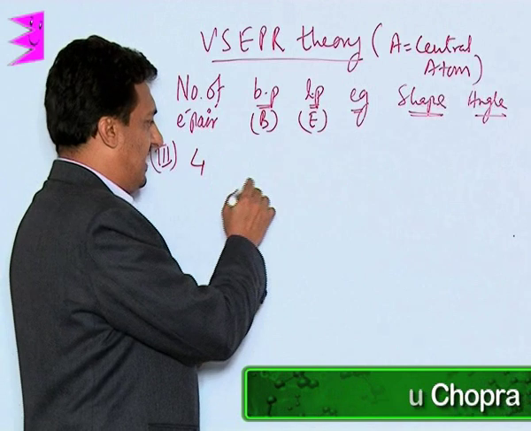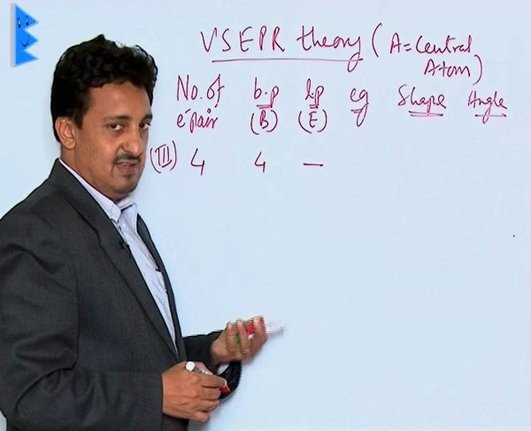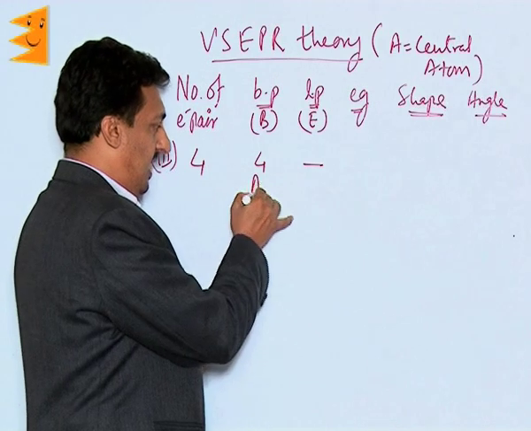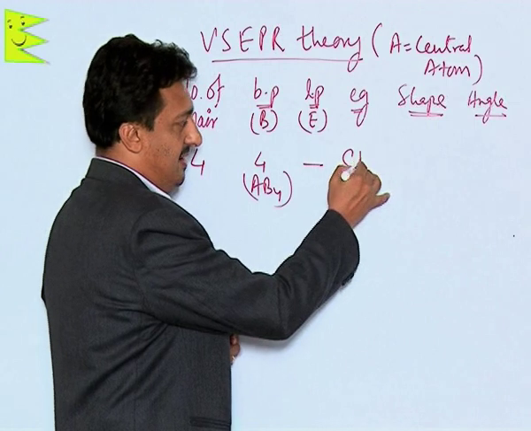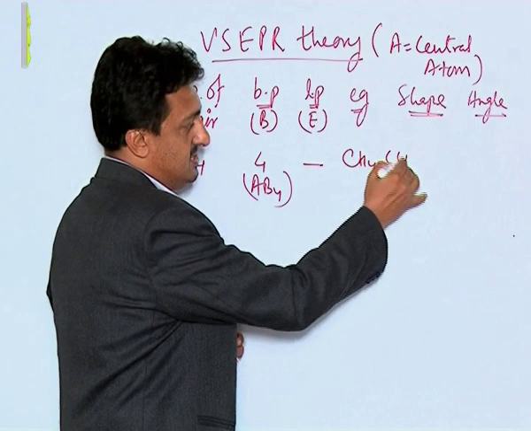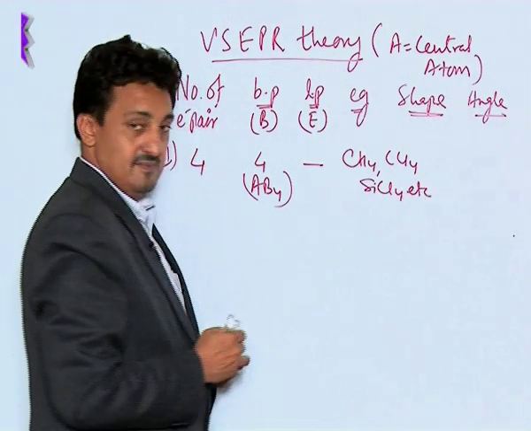And let us take first case in which all 4 of these are your bonded pairs. Now the central atom is having no lone pair. So it will be AB4 type. The best example is like methane or CCl4 or SiCl4, etc.